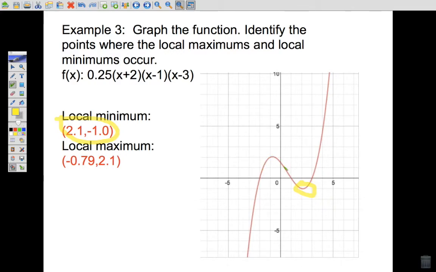Hit enter. And then it'll prompt you, do you want it to guess? Yes, you definitely want it to guess. So hit enter one more time, and you should see the local maximum is the ordered pair negative 7.9, 2.1.